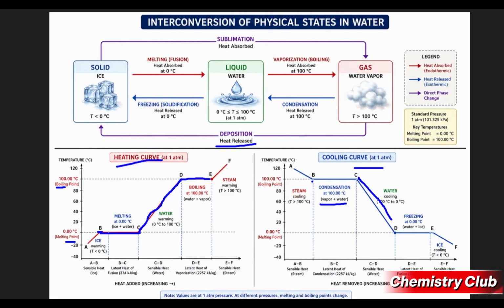until we reach the point D, that is called the freezing point. At this temperature, this liquid water starts converting into solid ice, and there will be no change in temperature from point D to E. And after E, again there will be a decrease in temperature. So that is the cooling curve for the water.